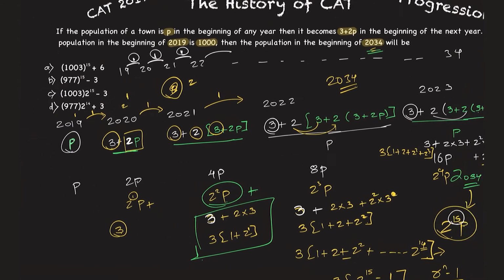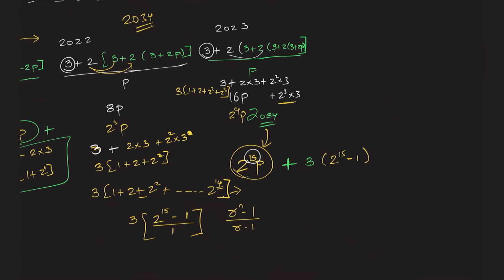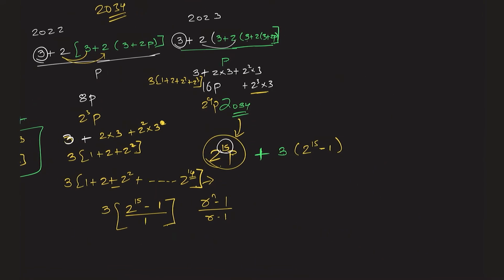If you check, there are two parts to it. The first part is this p, which we got as 2 raised to 15 into p, and then the 3 part, which we got as 3 into 2 raised to 15 minus 1. There is a pattern to this as well. Now that's it. This is my final answer for the nth term, that is my 15th term, 2034. Now just solve this. So what will this become? 2 raised to 15 into p plus 3 into 2 raised to 15, minus 3.